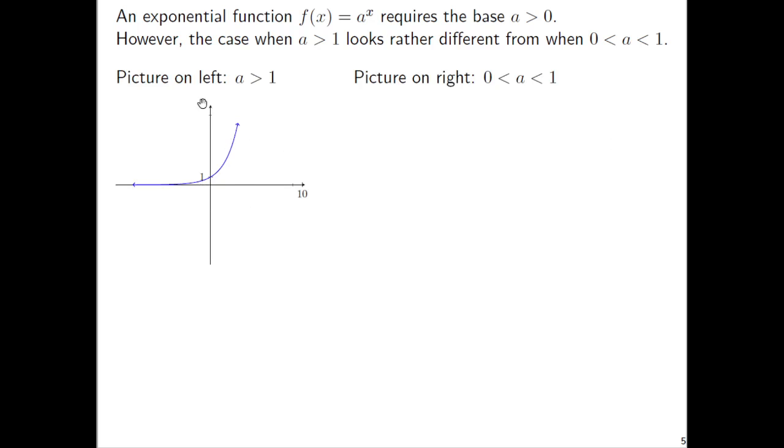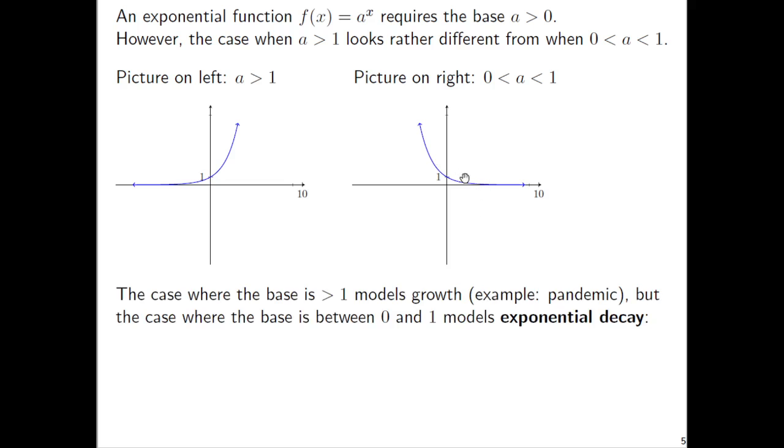So here's the picture of a bigger than 1. The graph looks like this, grows up like that and shoots up rather quickly. And over here, this picture is what happens when the base is between 0 and 1. We actually saw an example of this yesterday, but to really categorize it, look: as you move along the x-axis, x being 5, 6, 7, 8, 9, 10, and so on, and x usually represents time, then the number of the thingies that you have is shrinking rather a lot. So the case where the base is bigger than 1 models growth, like a pandemic, but the case when the base is between 0 and 1 also models something, and that's called exponential decay.